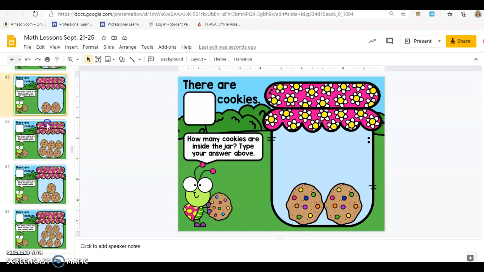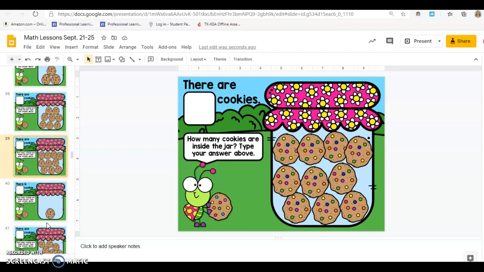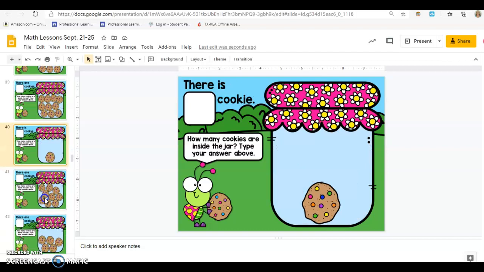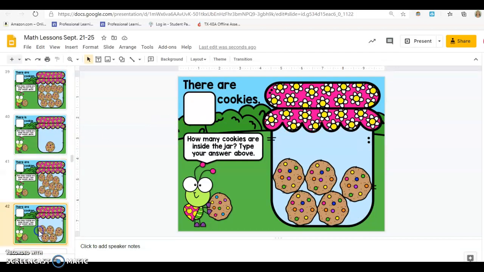You are going to go through all of these slides on your own, counting each number of cookies and typing them into this box. That is your job for today.